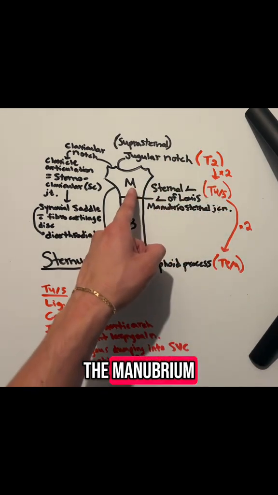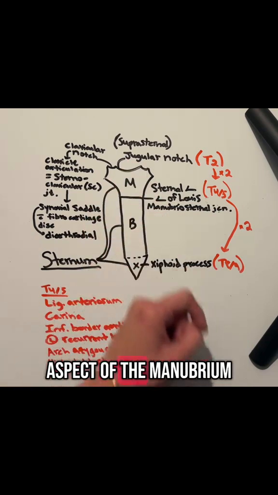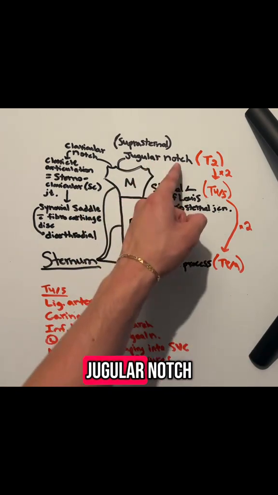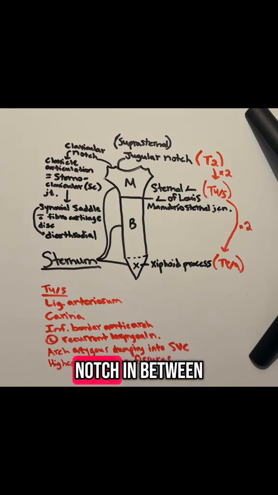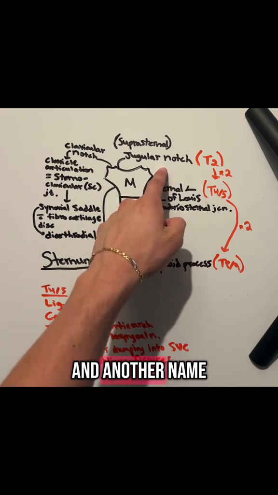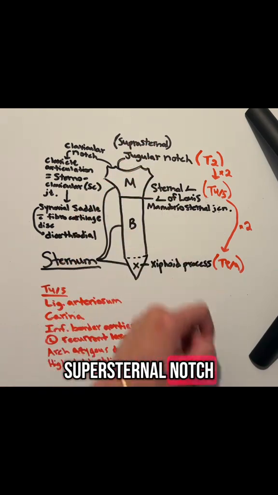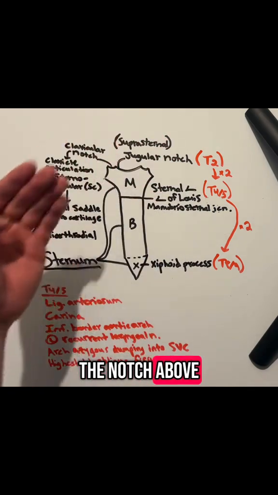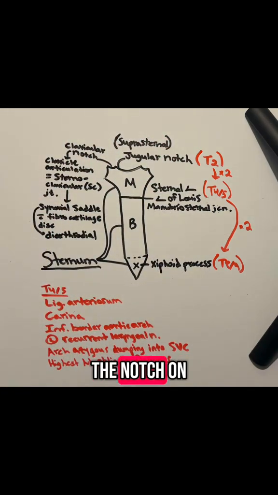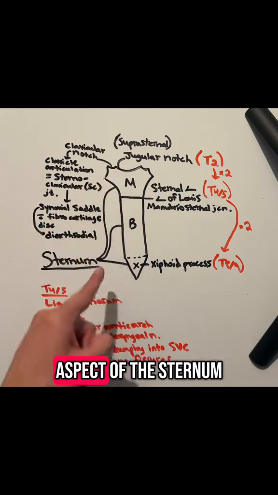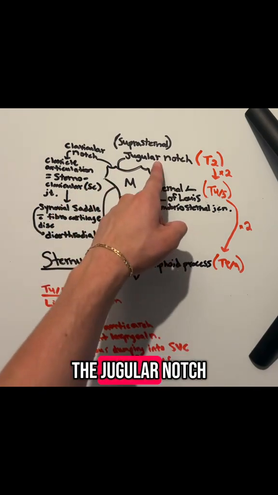So looking at the manubrium, the most superior aspect of the manubrium, we have this jugular notch. That is that notch in between your collarbones that you can palpate just on the inferior aspect of your neck, kind of below where most guys would find their Adam's apple. We can actually feel this jugular notch, and another name for this jugular notch is the suprasternal notch, the notch above the sternum. The notch on the most superior aspect of the sternum is known as the jugular notch or the suprasternal notch.